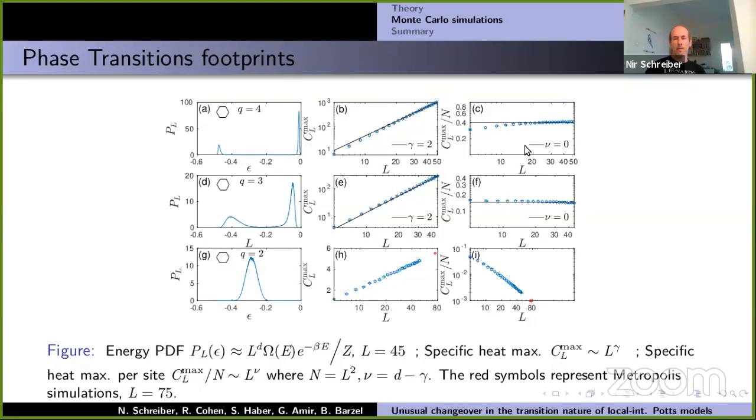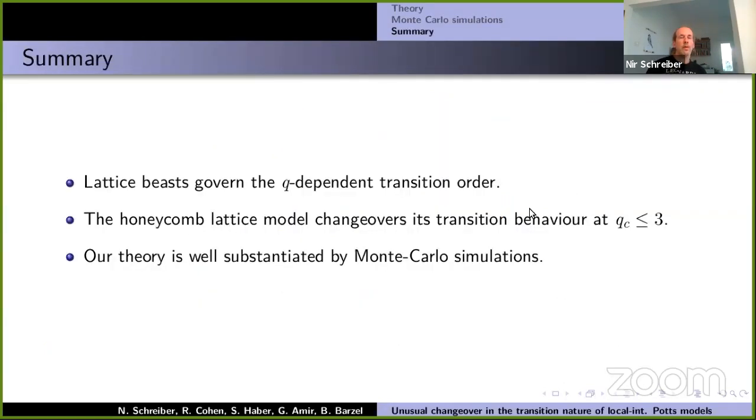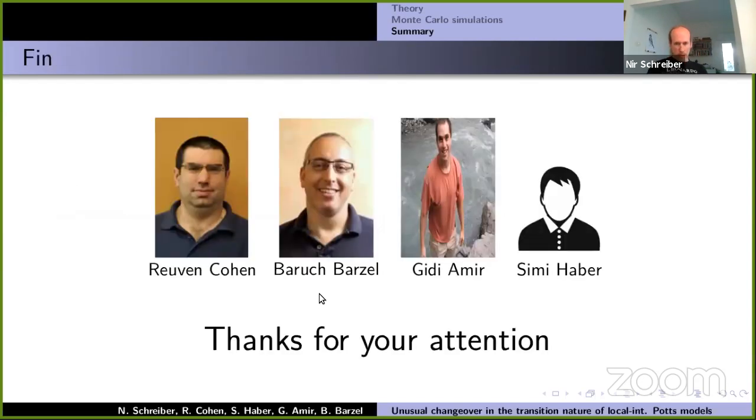Okay, I will skip this chart and go to the conclusions. So I hope I convinced you that lattice animals govern the Q-dependent transition order, and the notion of universality is violated in the sense that even though the interaction is local, it does not mimic the behavior of the standard Potts model, and that the theory is well substantiated by Monte Carlo simulations. And thank you very much for your attention.